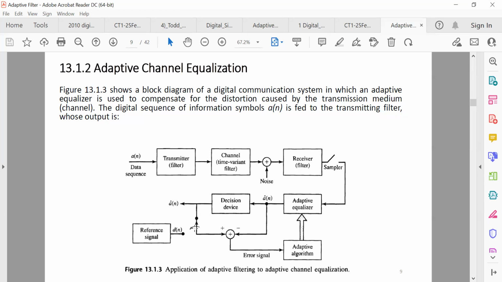and it will be compared with the reference signal, and a feedback will come here, and it will create the error signal. Based on this error signal, the adaptive algorithm will induce some change in the adaptive equalizer. So this is the mechanism of the adaptive equalizer part.